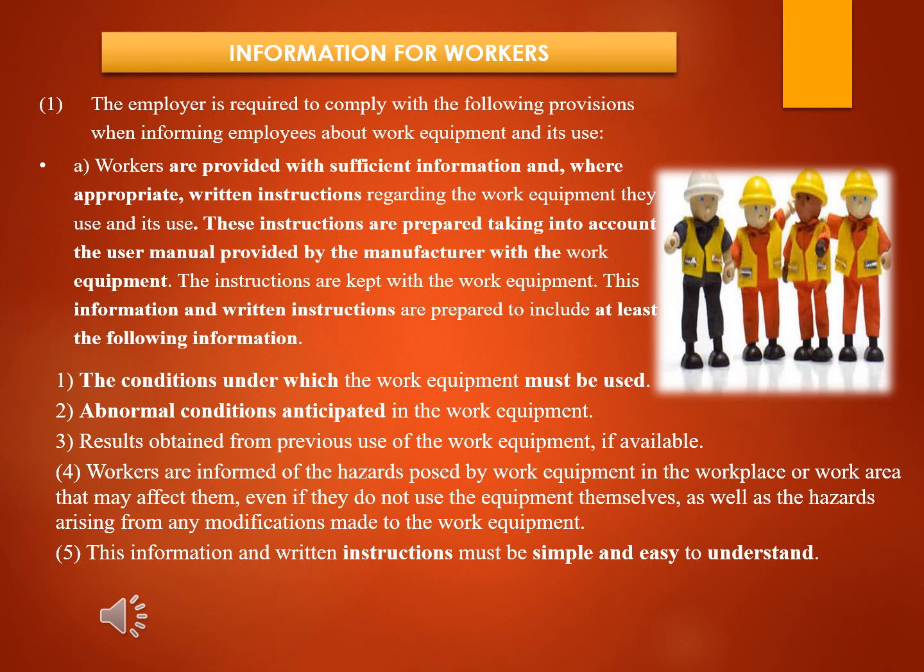This information and written instructions are prepared to include at least the following information: the conditions under which the work equipment must be used, abnormal conditions anticipated in the work equipment, results obtained from previous use of the work equipment, if available. Workers are informed of the hazards posed by work equipment in the workplace or work area that may affect them, even if they do not use the equipment themselves, as well as the hazards arising from any modifications made to the work equipment. This information and written instructions must be simple and easy to understand.